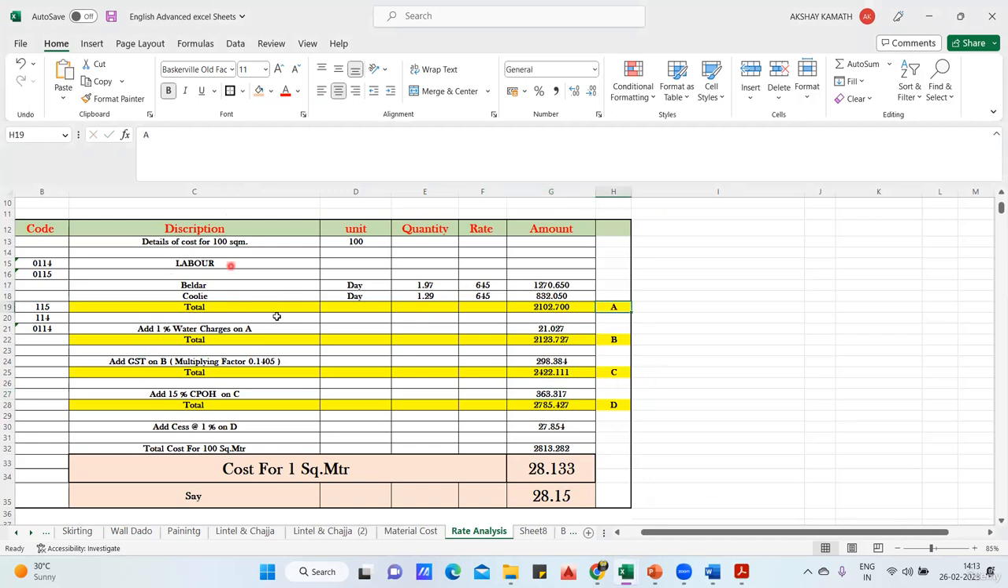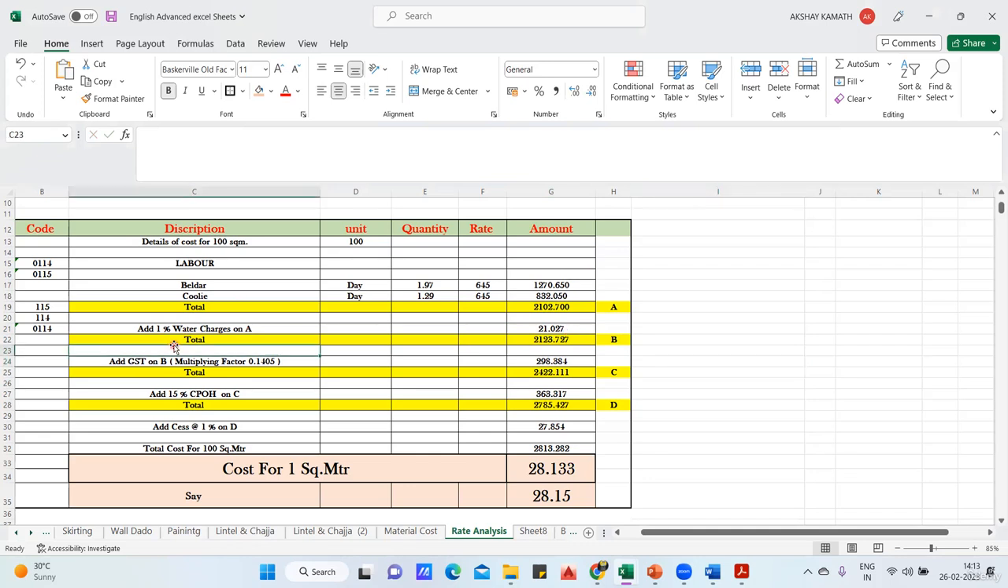Now, usually whenever you do this work, you require water also. Maybe you require water for drinking. So in that way, usually what we consider is we take 1% as water charges. Whatever cost you got, on this you put 1%. That means 2102, I'll multiply this by 0.01. That is 1%. Or you can multiply this by 1 into percentage. So if I add 1% water charges on this, I'll get 21.027.